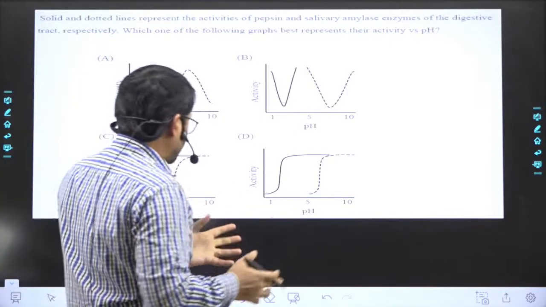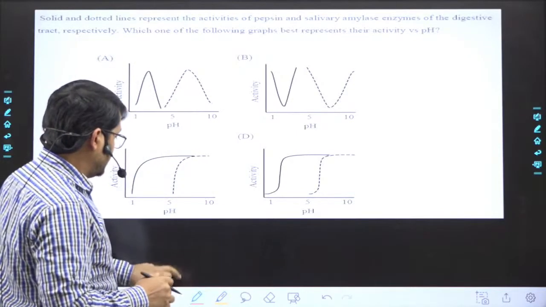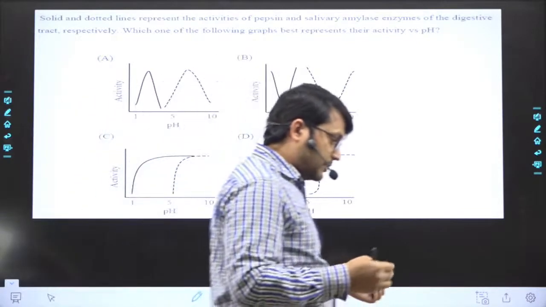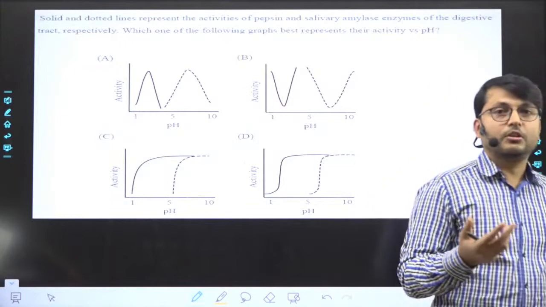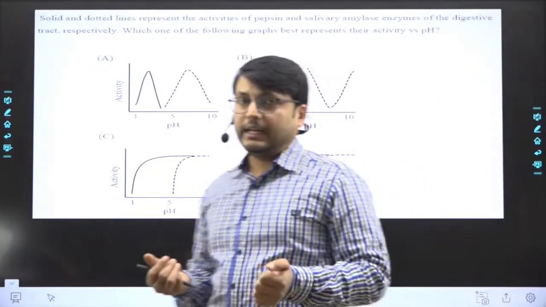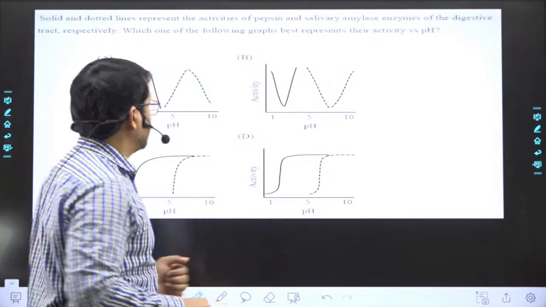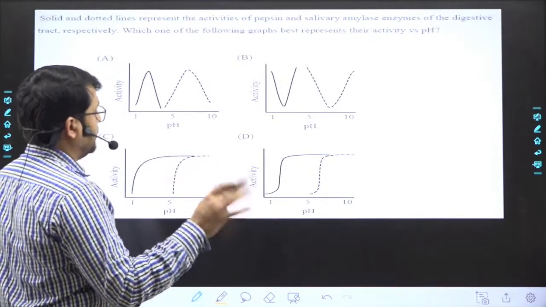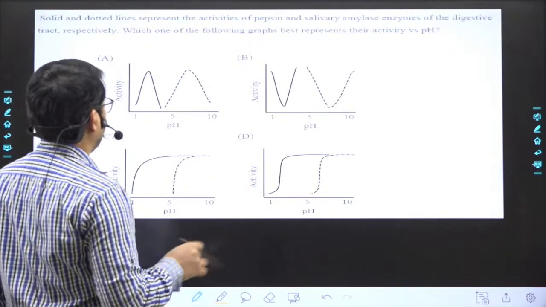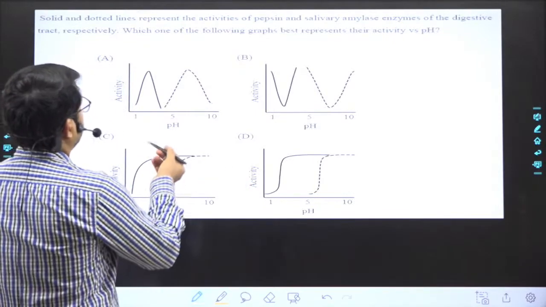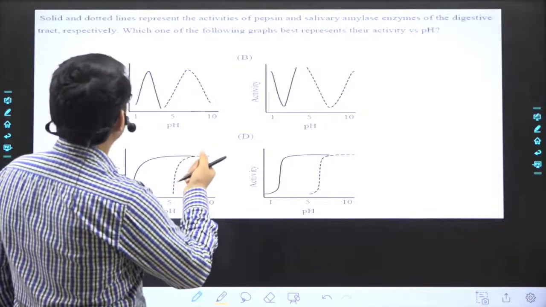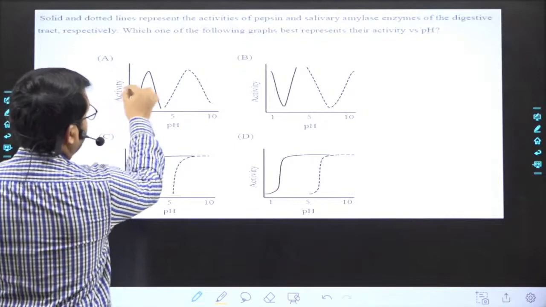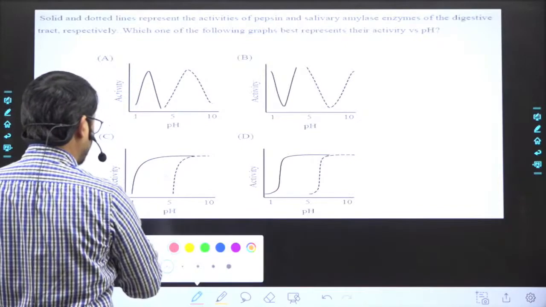See what happens with enzymes, enzymes are made of proteins. And as you increase or decrease the pH, their structure is lost. That is called denaturation. As a result, the enzyme activity is lost. Okay? So either you increase or decrease, the activity will be lost. So what you see here is option A should be the correct one. Okay? Option A should be the correct option.